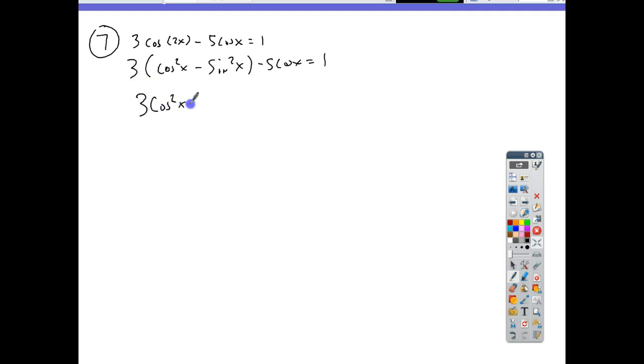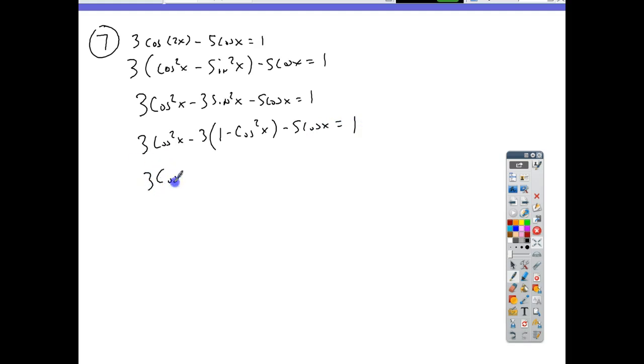This is not strictly speaking the way you have to do for the next part, but you're more than welcome to do it. You don't have to do it this way. Change sine squared x. You got a sine squared and everything else is cosine? Absolutely. I got 3 cosine squared x minus 3 parentheses 1 minus cosine squared x minus 5 cosine x equals 1. Doing a beautiful job, man. Distribute the 3 through. 3 cosine squared x minus 3 plus 3 cosine squared x minus 5 cosine x equals 1.